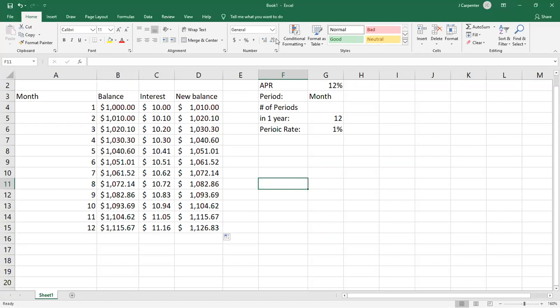So now maybe this was a 5-year loan. We could do this for all 60 in the snap of a finger now. If this was a mortgage, a 30-year loan, again, snap of a finger and it's done.